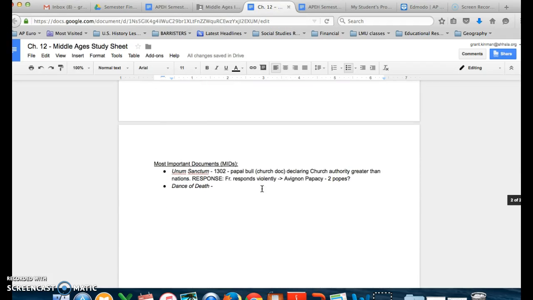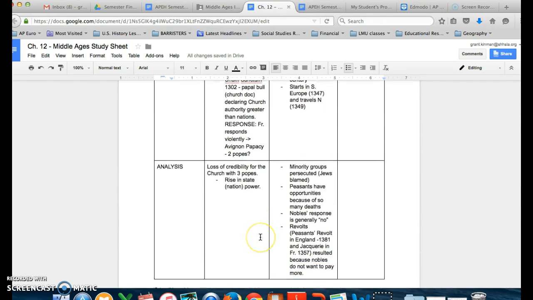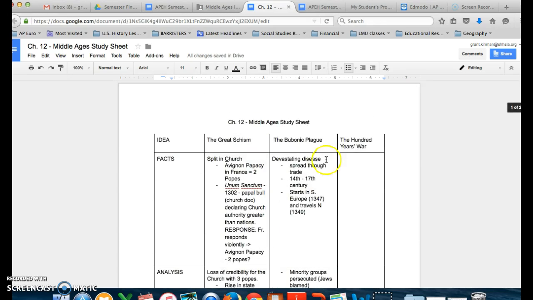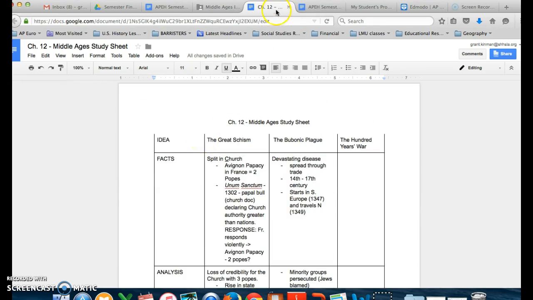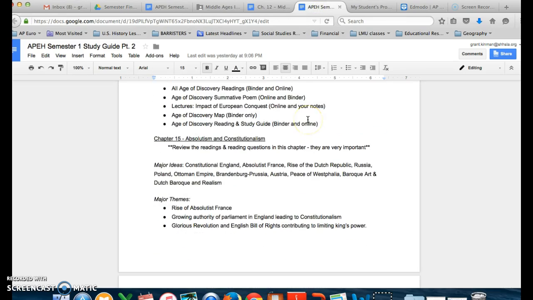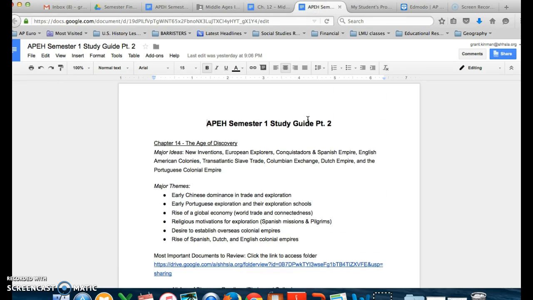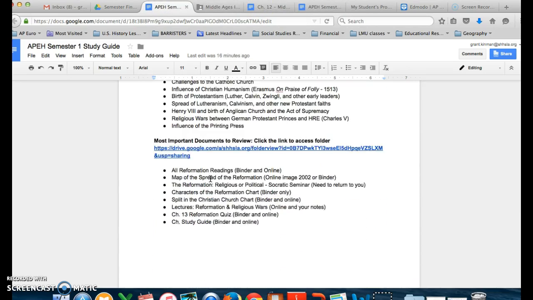Middle Ages is almost done here, and I'll share this document with you so you guys can use this as a starting place. And then just finish up for the Hundred Years' War, and in reviewing the chapter, anything else you find for other major ideas, most important documents. And then let me show you what that means for chapter 13 and 14. So, where's your study guide? Here we go. So that was the intro unit, and that's the shortest unit, so you got some work to do.